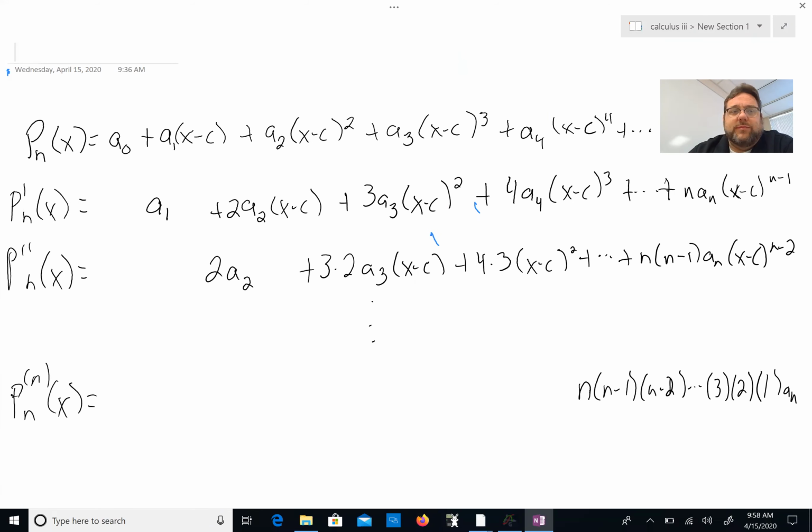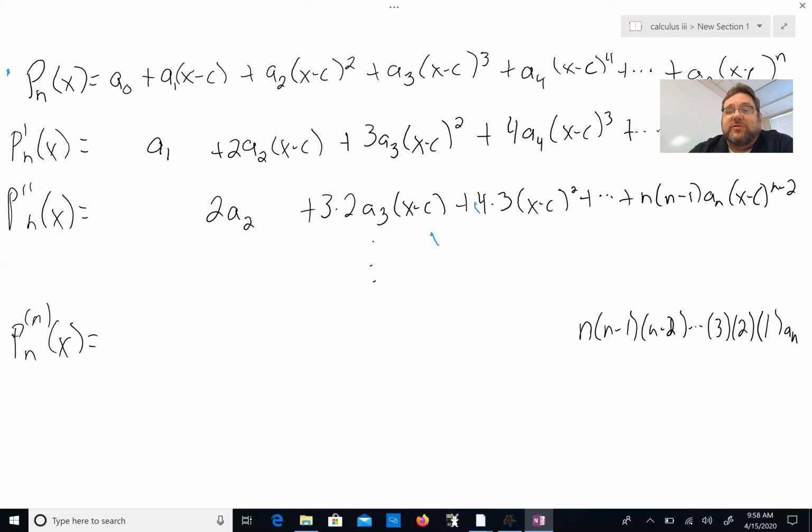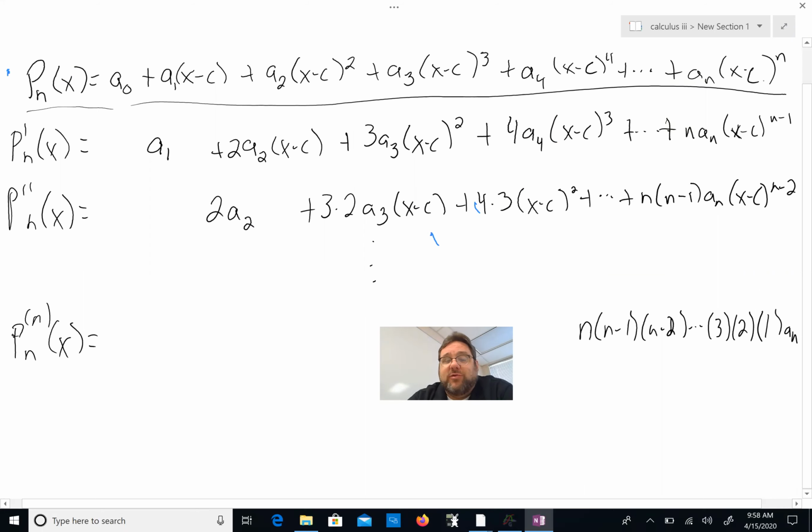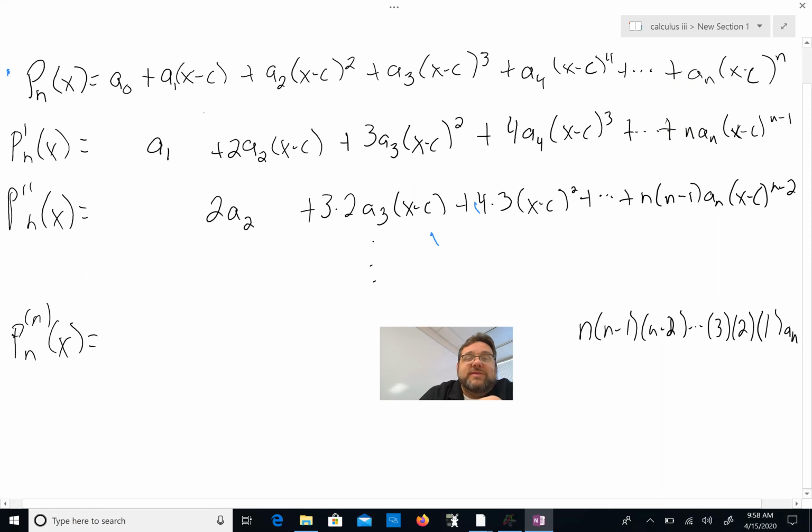All right. Now, here's what I think is just beautiful about this, is that this does not require anything special. All right. So in this first line here, I have a generic nth degree polynomial. I have a constant plus a1 times x minus c plus a2 times x minus c squared plus a3 times x minus c to the third, and so on.